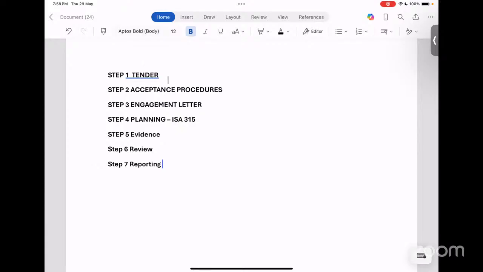We've discussed the tender, the acceptance procedures, and the engagement letter. We will now discuss planning, evidence, review, reporting, and ethics. This is what we have in our whole audit subject. So now, after a break of around 7 minutes, we are going to resume with the topic of ethics and then move on to planning, evidence, review, reporting. So let's take a small break of around 5 to 7 minutes and then get back to our grand revision. So break time.